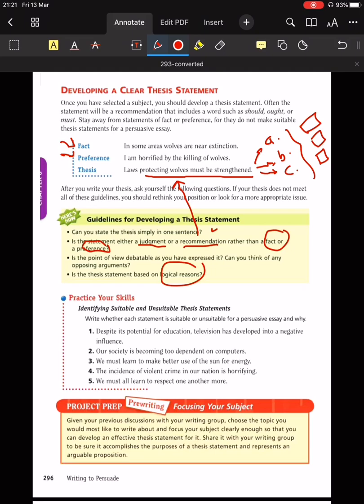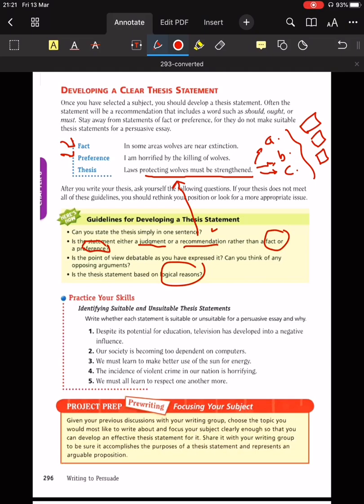So up to here, we already know that our thesis should be none of the following: a fact or a preference, because these are either too broad or too specific. I can't quite argue them. On the other hand, if I want to replace them, I have to use a judgment, or maybe a recommendation. Okay, and remember that it should be debatable, as well as that the thesis statement should be based on logical reasons.